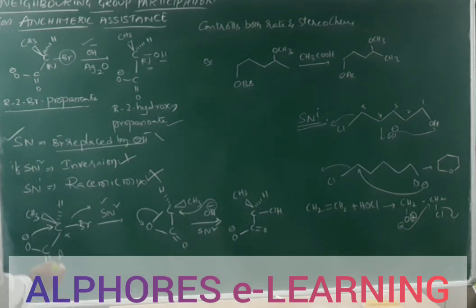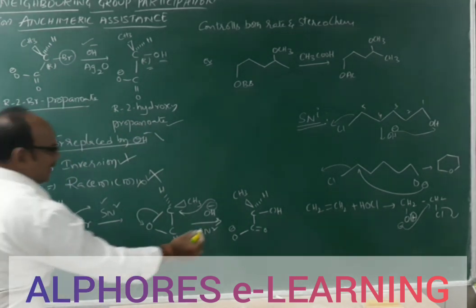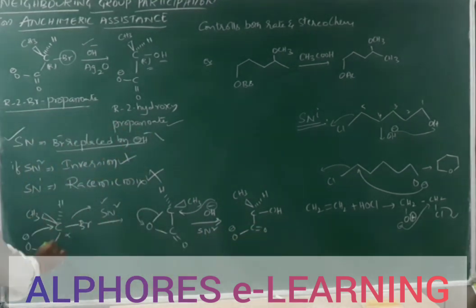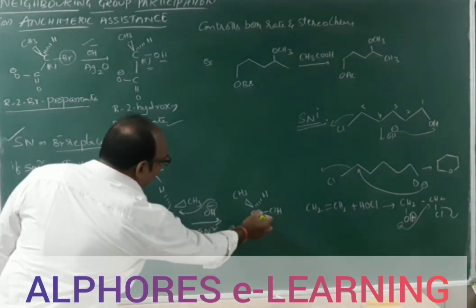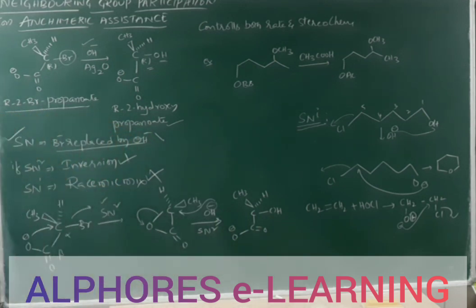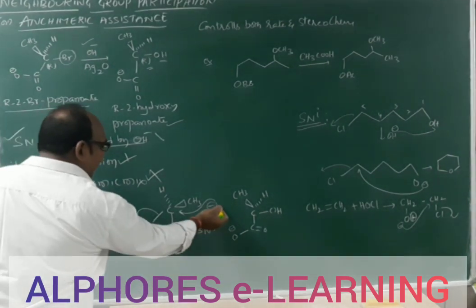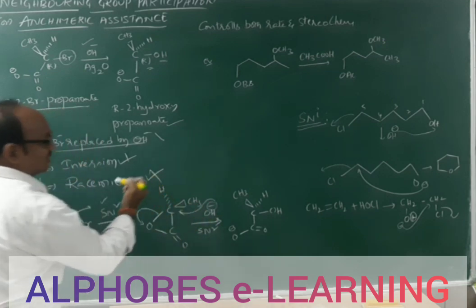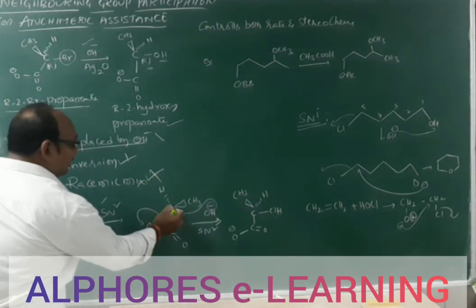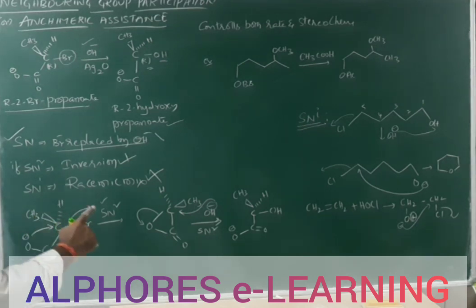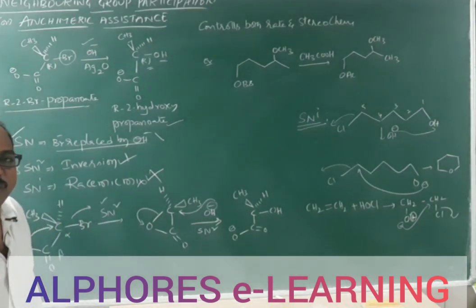That means the propanoate part remains the same. Here 2-bromopropanoate converts into 2-hydroxypropanoate. The mechanism proceeds via double inversion, two times SN2. The first time, within the molecule, O minus approaches. The second time, the external nucleophile OH minus approaches that particular carbon. Because the SN2 mechanism takes place twice.